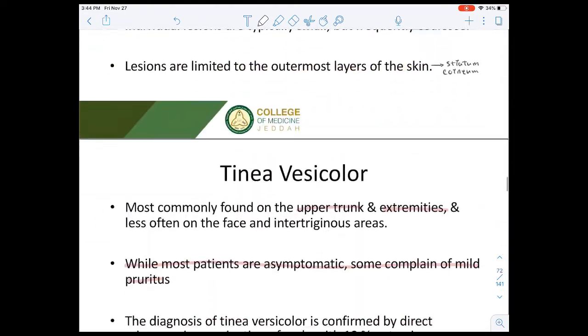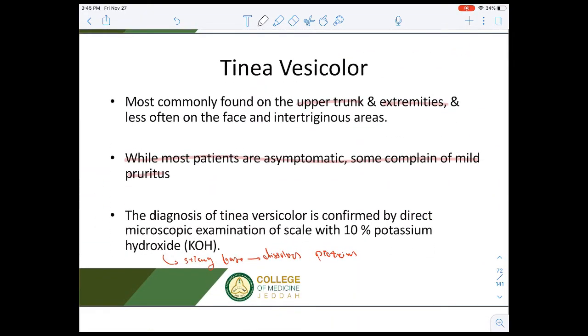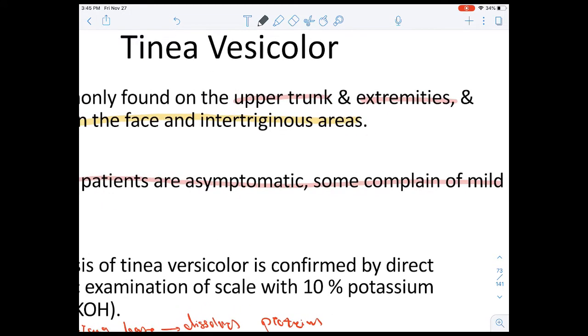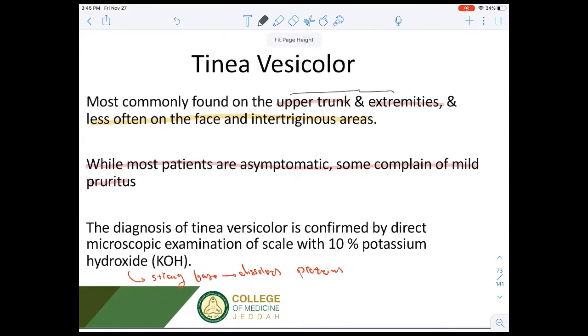So this is on tinea versicolor. Typically, the disease is found on the upper trunk and the extremities and less often on the face and the intertriginous areas. And why is that? Once again, the disease arises when someone is exposed to a hot, humid area, and so the upper trunk and the extremities are usually very humid and also exposed to heat. Whereas the face, which might as well be exposed to heat, is not as humid as the upper trunk or the back, for example.